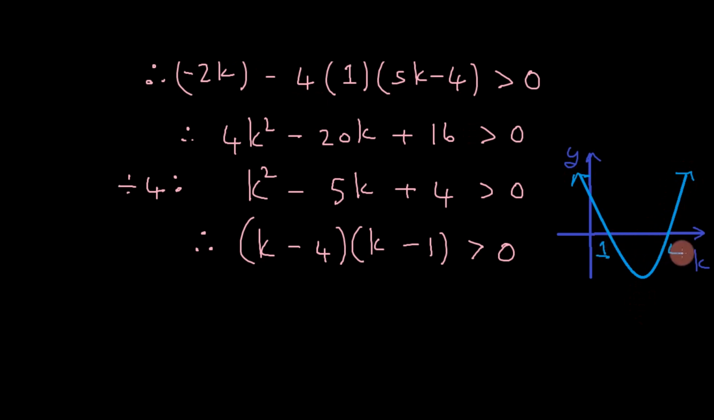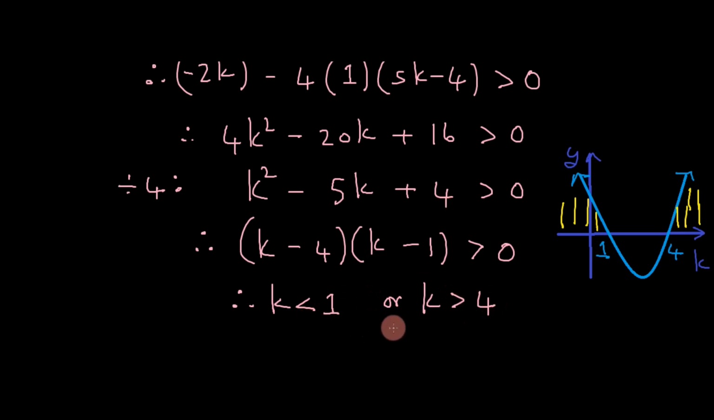So 1 and 4. We want this quadratic inequality, or the left-hand side of it, to be greater than 0. In other words, positive. So that means we are looking for k values where the parabola is above the k-axis, or positive. We can see to the right of 4, the parabola rises above the k-axis, as well as to the left of 1. So then our solution will be k is less than 1 or k is greater than 4.